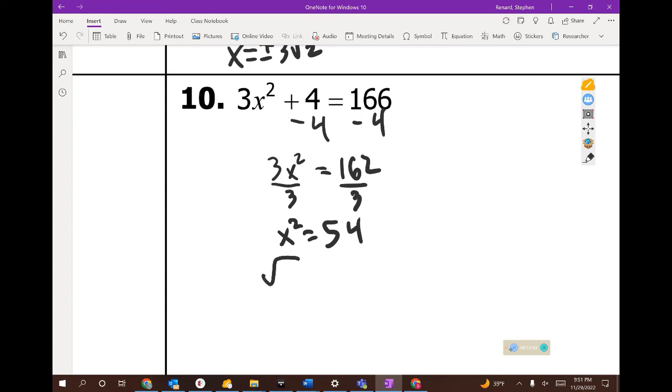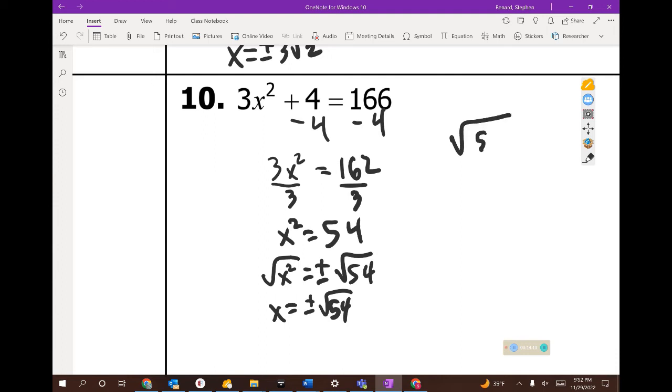Now we're going to square root both sides. Remember, we always want to drop in that plus or minus. So we end up with x equals plus or minus the square root of 54. Okay, so let's do the square root of 54.